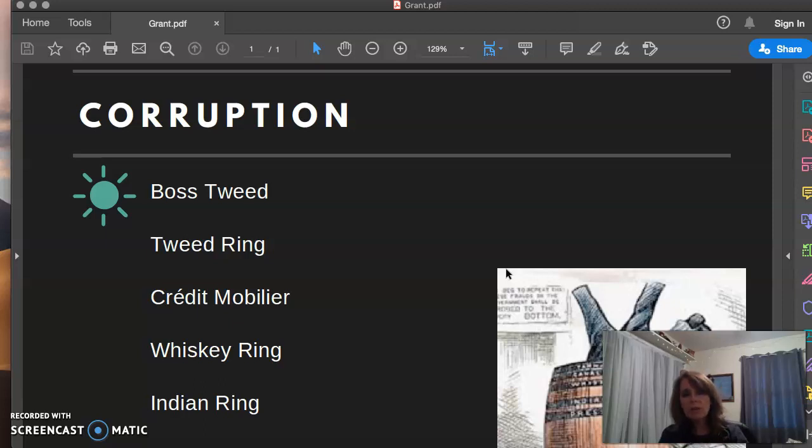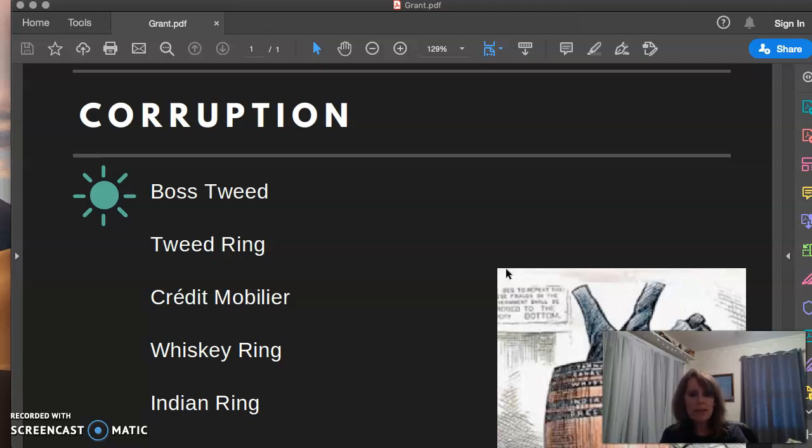So here are some examples of corruption. We're going to learn about these as we go through our activities in the lesson. We have Boss Tweed, the most famous politician in New York City, I think. He leads a ring of corrupt businessmen and politicians called the Tweed Ring, and they basically enrich themselves by awarding themselves contracts, giving themselves paybacks and controlling the votes.